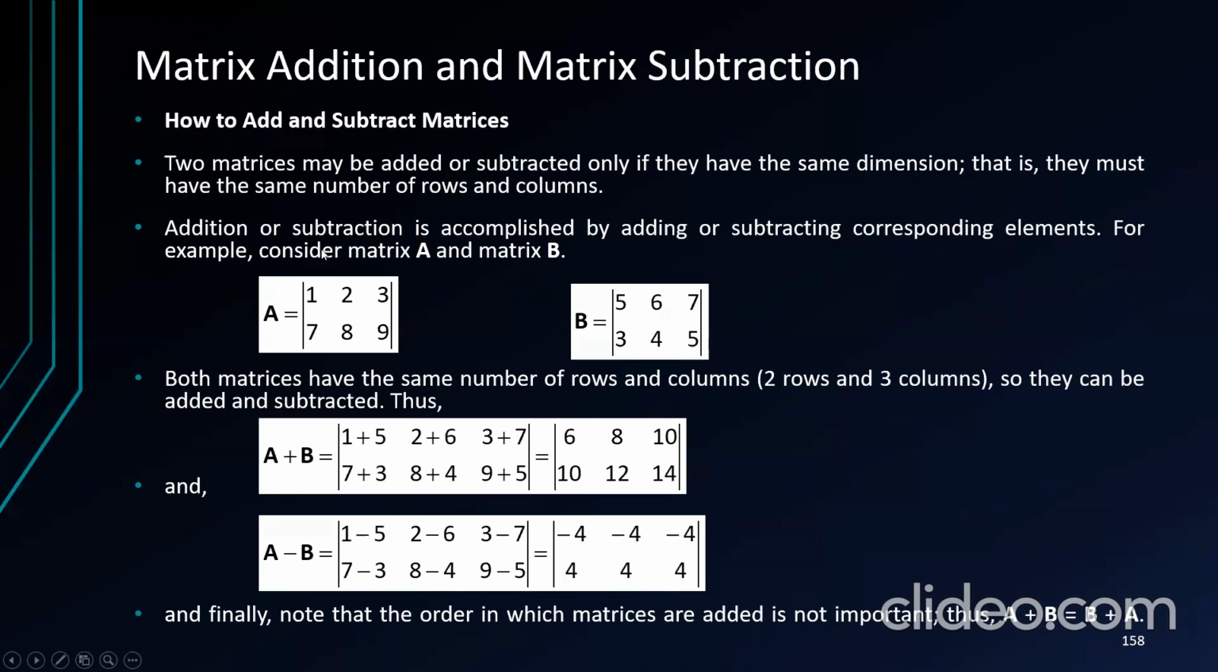For example, consider matrix A and matrix B. So A, this is the value. B, this is the value. Both matrices have the same number of rows and columns, 2 rows and 3 columns. So they can be added and subtracted.